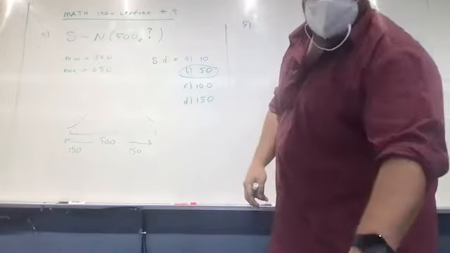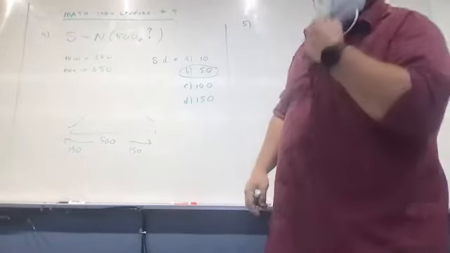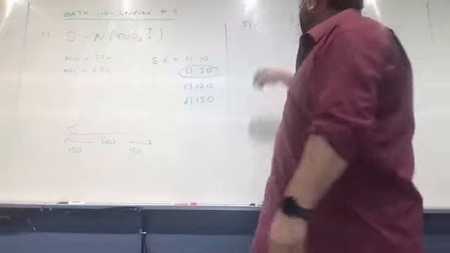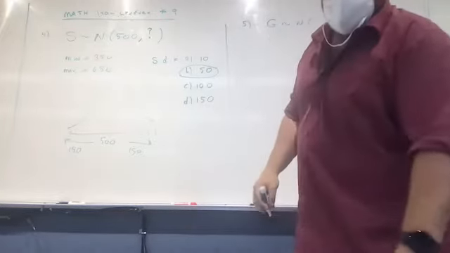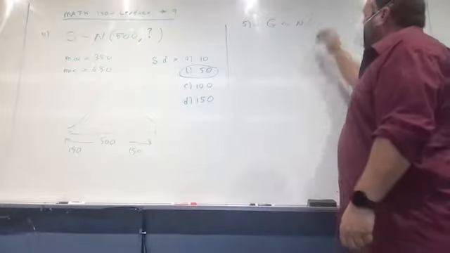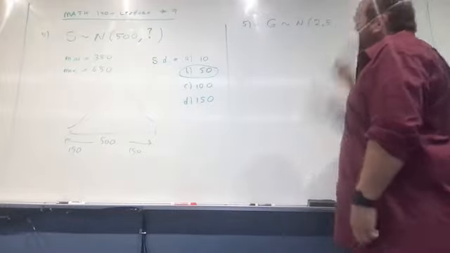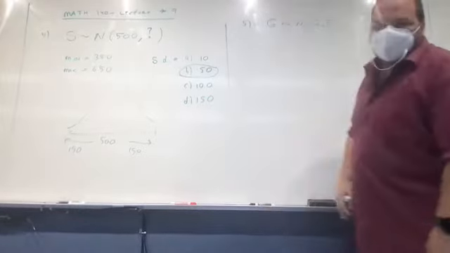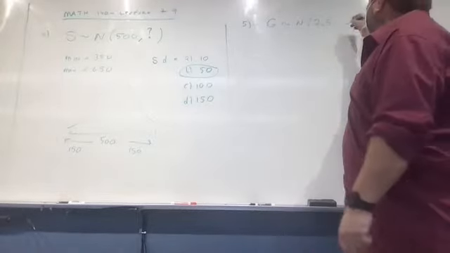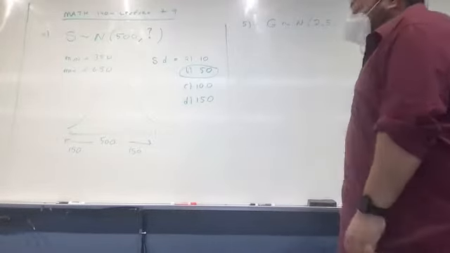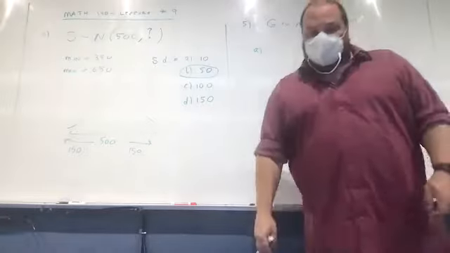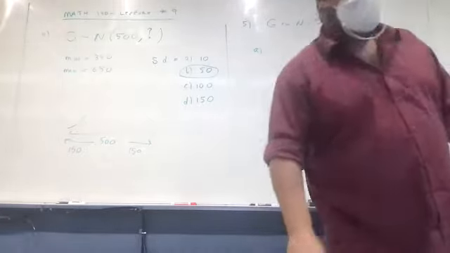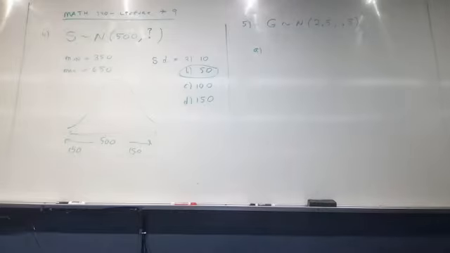It says students' GPAs at a certain university are approximately normal. So G for GPA is approximately normal, with a mean of 2.5, mean, not min, and a standard deviation of 0.5 grade points. A. About what percentage of students have a GPA between 2 and 3?